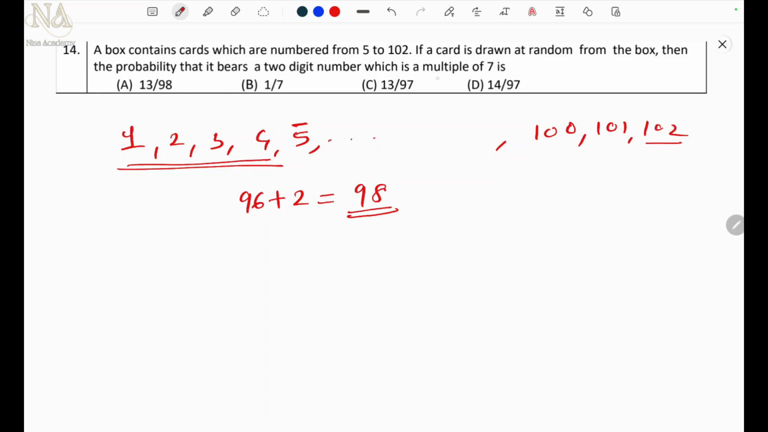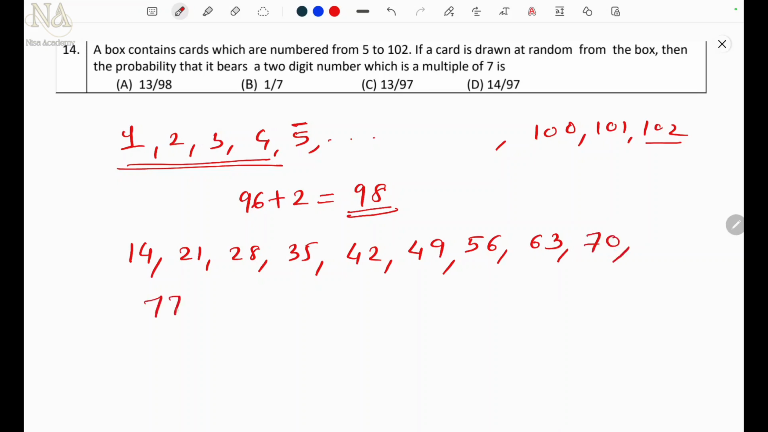Okay, and next, see, if a card is drawn at random, then the probability that it bears a 2-digit number which is a multiple of 7. Okay, so let's write the table of 7, but 2 digits, so we cannot take 7, so start from 14. 7 threes are 21, 7 fours are 28, 7 fives are 35, 7 sixes are 42, 7 sevens are 49, 7 eights are 56, 7 nines are 63, 7 tens are 70, 7 elevens are 77, 12 sevens are 84, 13 sevens are 91, 14 sevens are 98, but 15 sevens is what? More than 102. We cannot take that because the numbers are till 102, right?